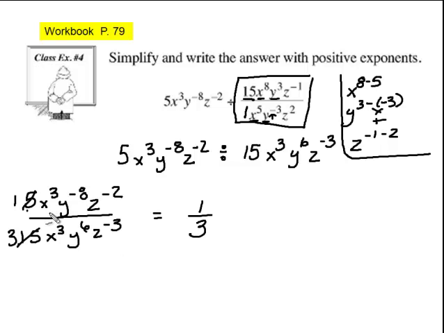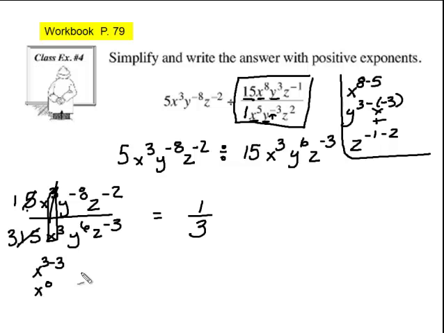Now as for the x's, x cubed divided by x cubed, that's x to the 3 minus 3, or x to the 0. So actually the x's are gone. They cancel each other out. I don't have to worry about them at all.